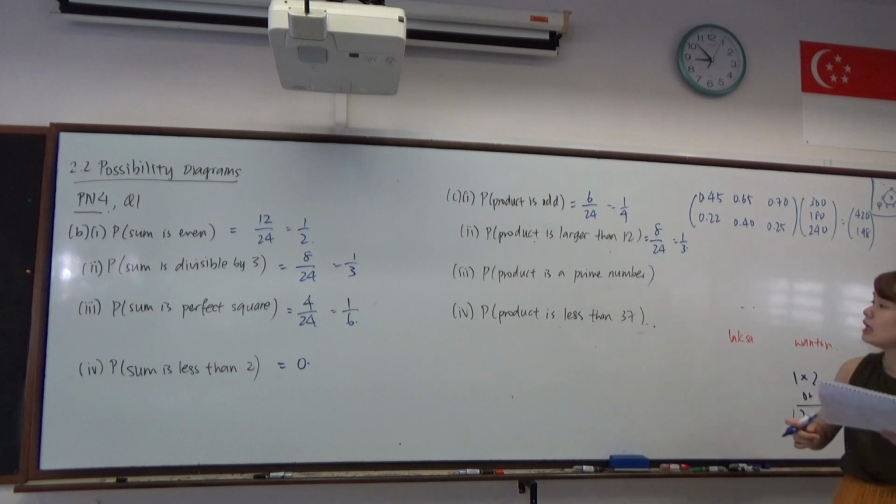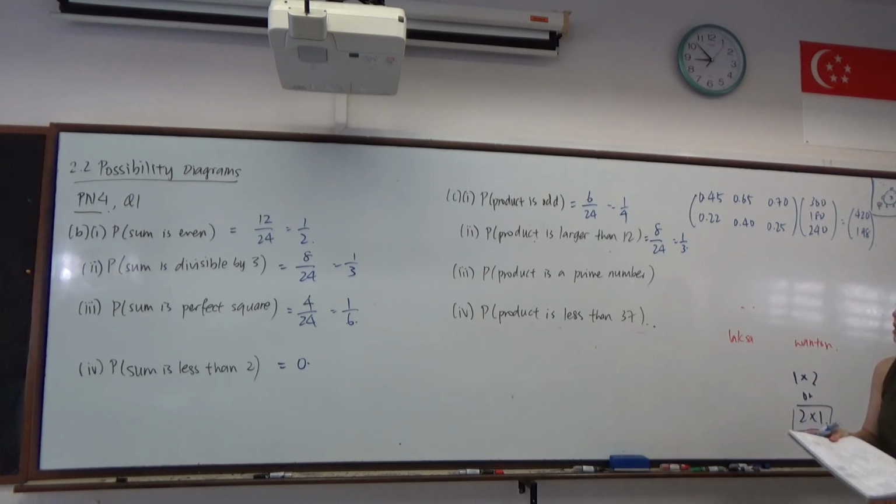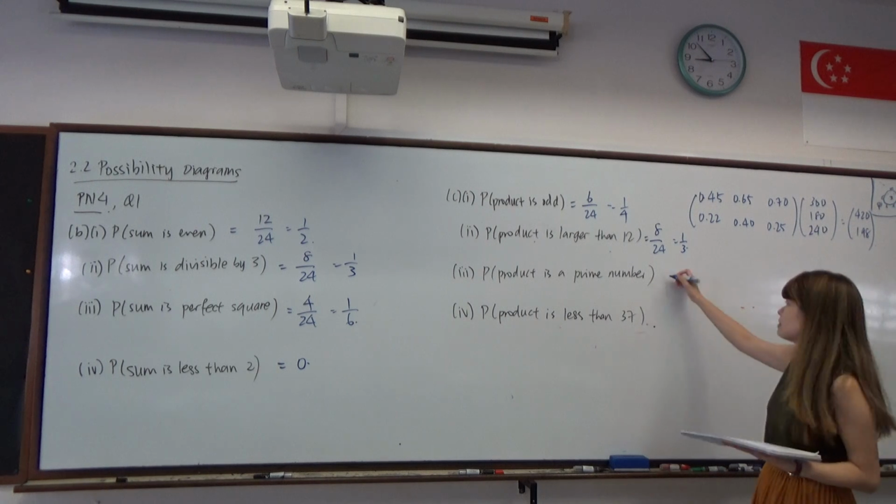Okay? Then after that, part 3, probability that the product is a prime number. Bernice, what's your answer? Part 3? 5/24, good.